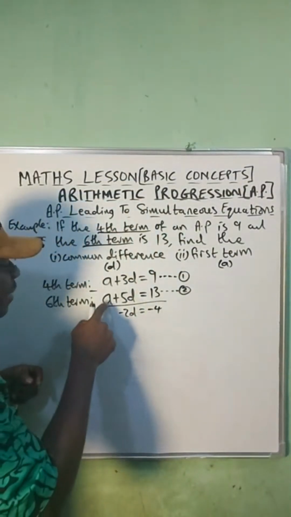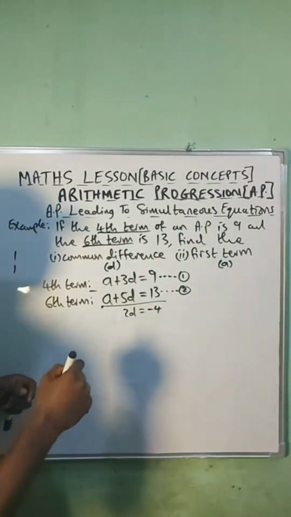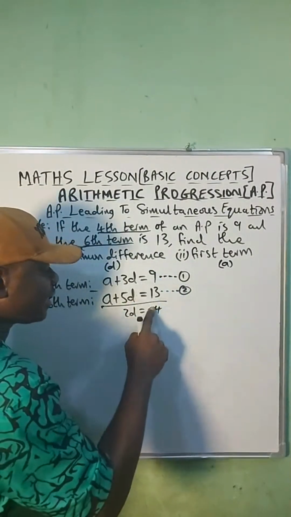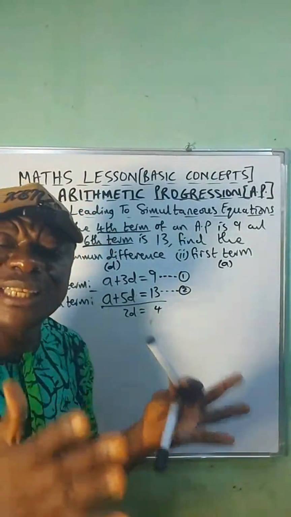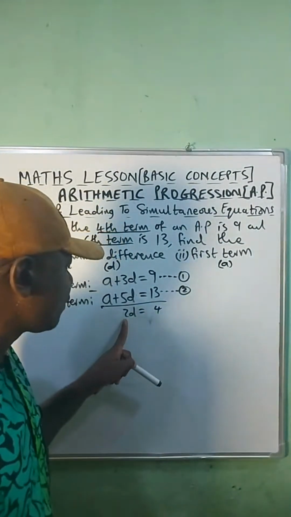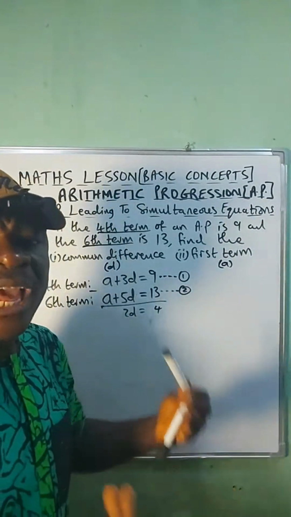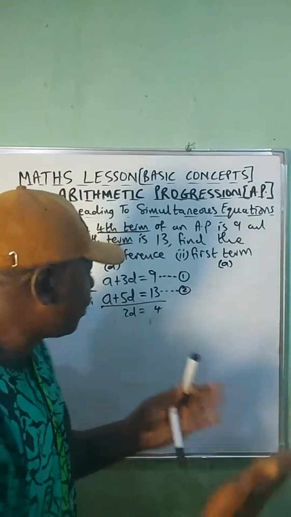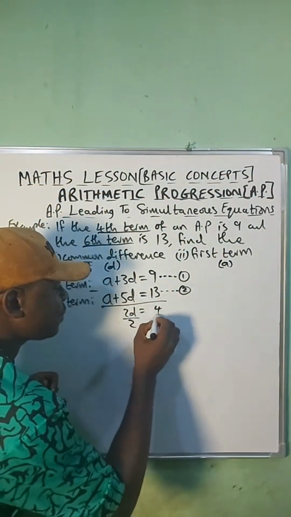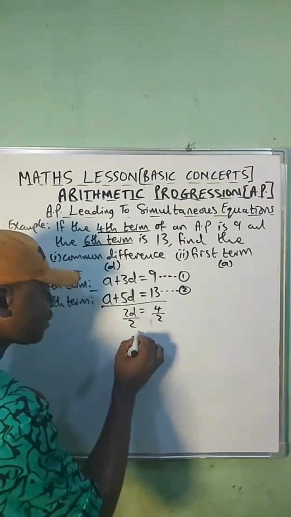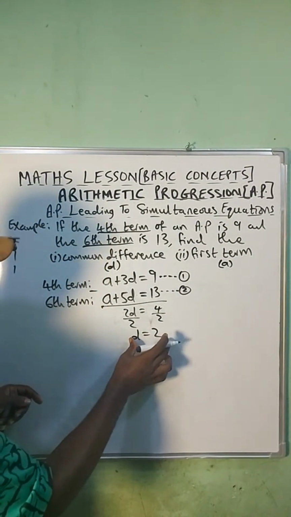From here, A minus A is 0, 5D minus 3D is 2D, and 13 minus 9 is 4. You don't have business with a negative sign. Now I'm looking for D. What is disturbing D is 2. What is 2 doing here? Multiplying. What's the opposite of multiplication? Division. And we mathematicians don't believe in cheating. What you do on the left hand side, you also do on the right hand side. So you divide by 2 on both sides. This cancels this. So D is equal to 4 divided by 2, which is 2. The common difference is 2.